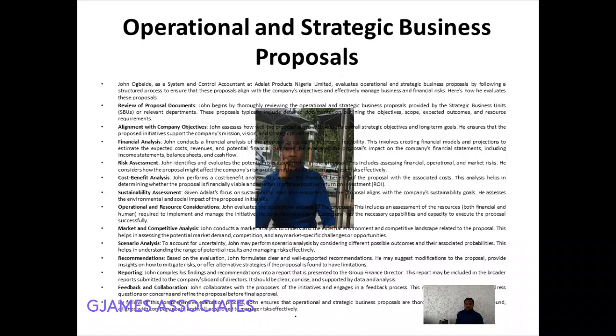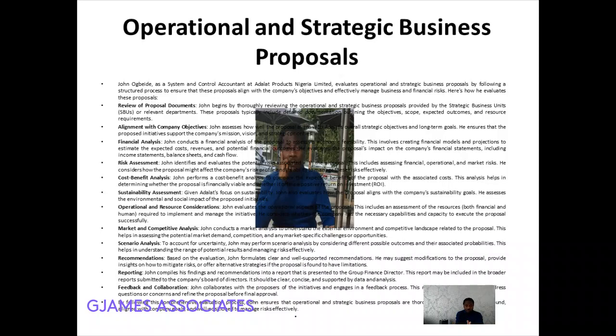Another area of questioning is the operational and strategic business proposal. Don't forget, it's an area that the job role of John entails. So a system and control accountant must ensure he or she reports on strategic business proposals that will be received. And what must he or she look out for?